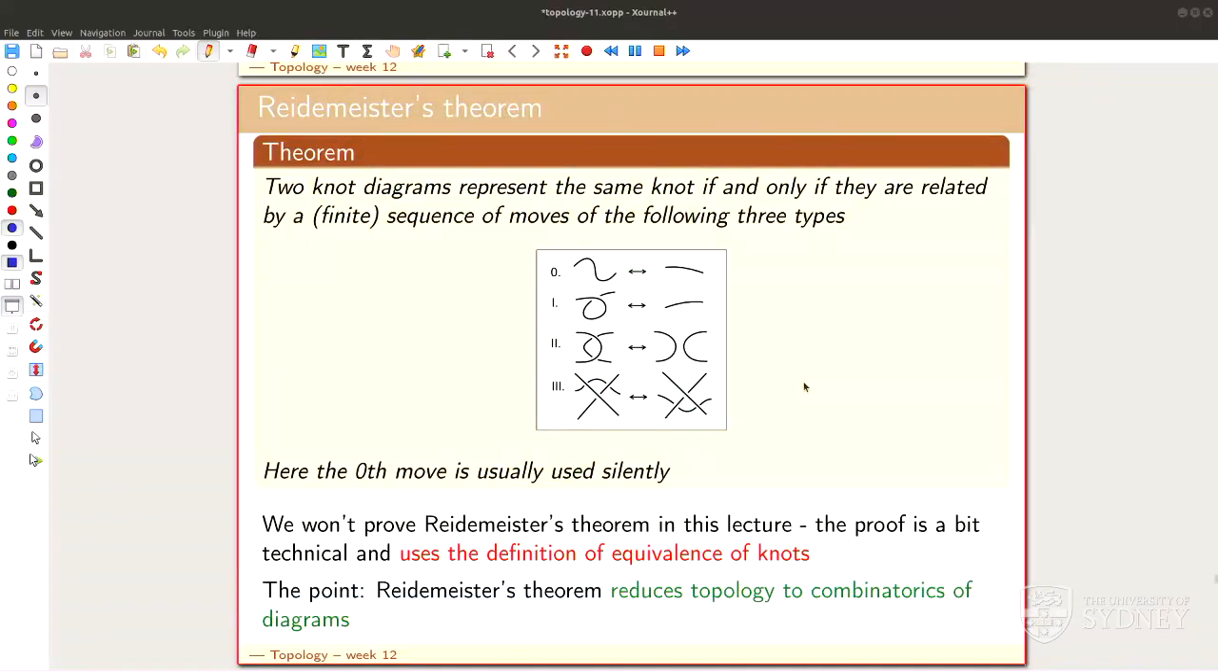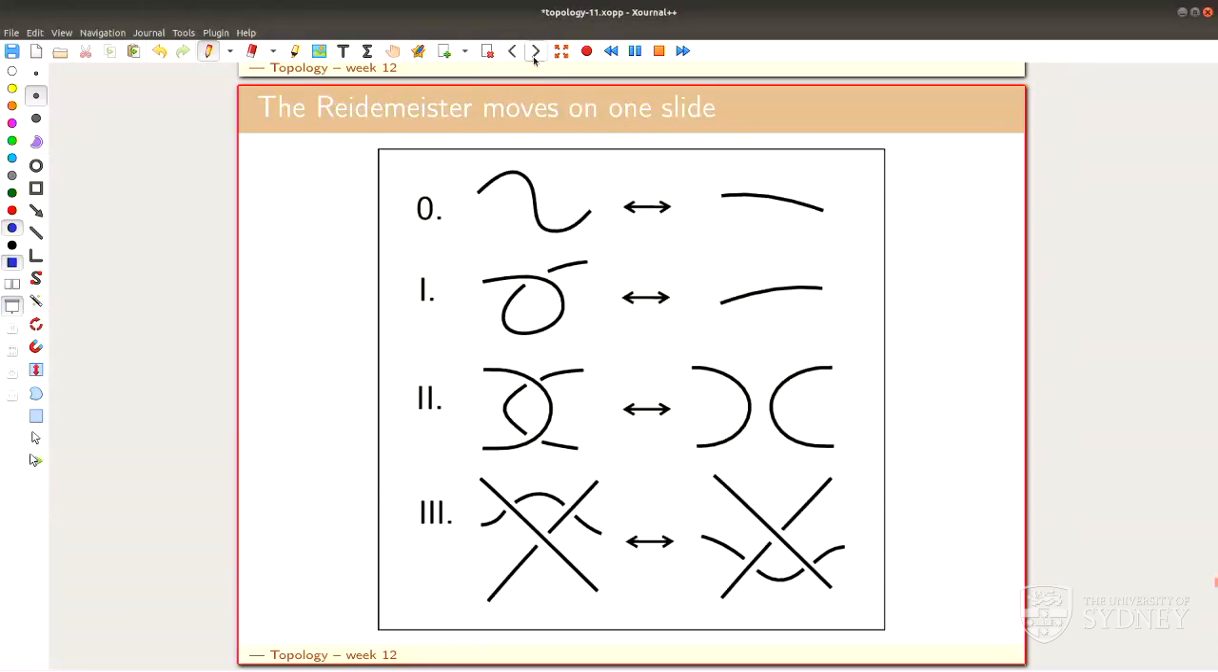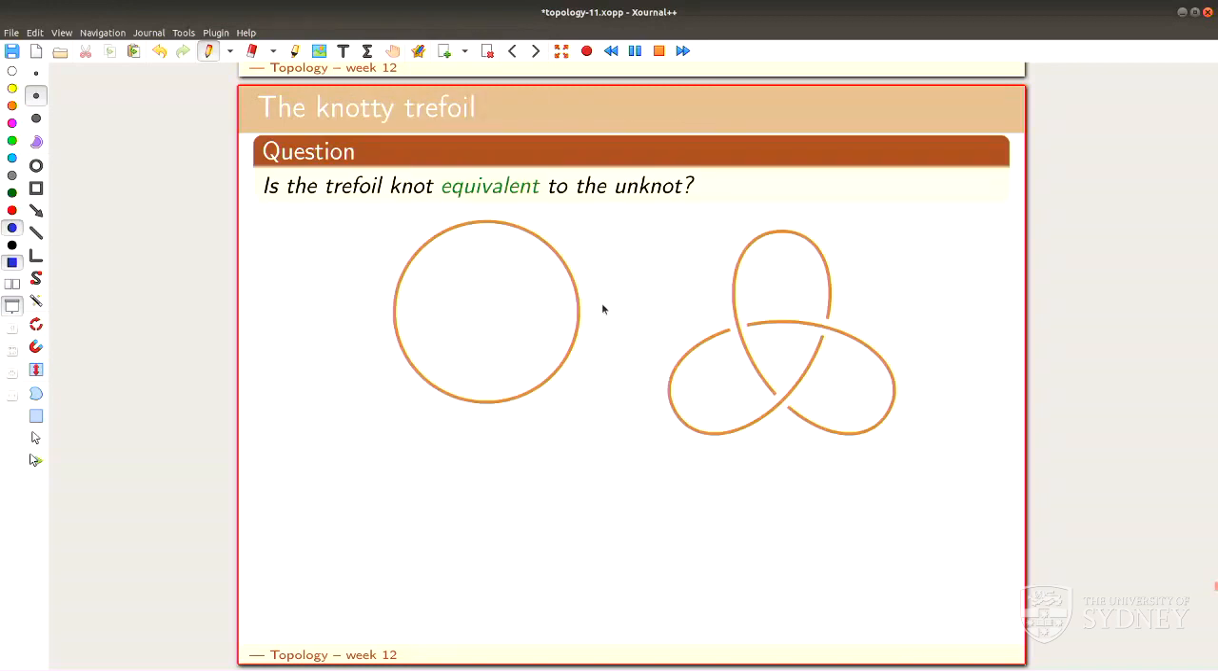Any two diagrams, if they are the same, will always be related by those nice moves. Again, on one slide. Okay, so we should be in some position now to address this question, kind of the easiest one we would ask: is the trefoil actually equivalent to the unknot?